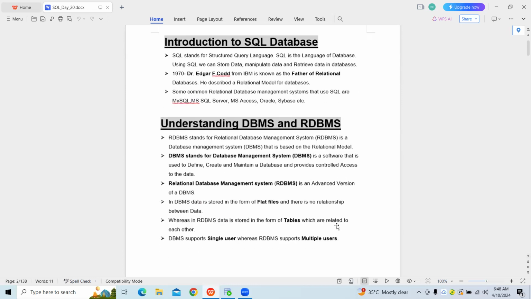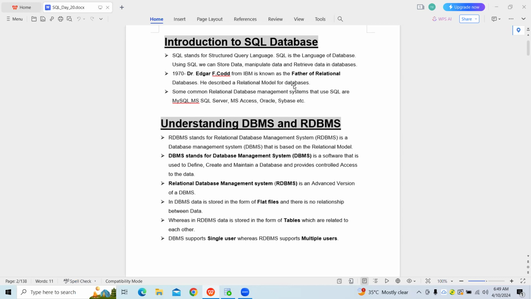In DBMS, data is stored in the form of flat files where there is no relationship between data. I have said that if we say DBMS, it means data is stored in the form of files, so there is no relationship between the data. But in RDBMS, the data is stored in the form of tables. As it is stored in tables, the data is related to each other. If data is present in a file, it is not related to each other.